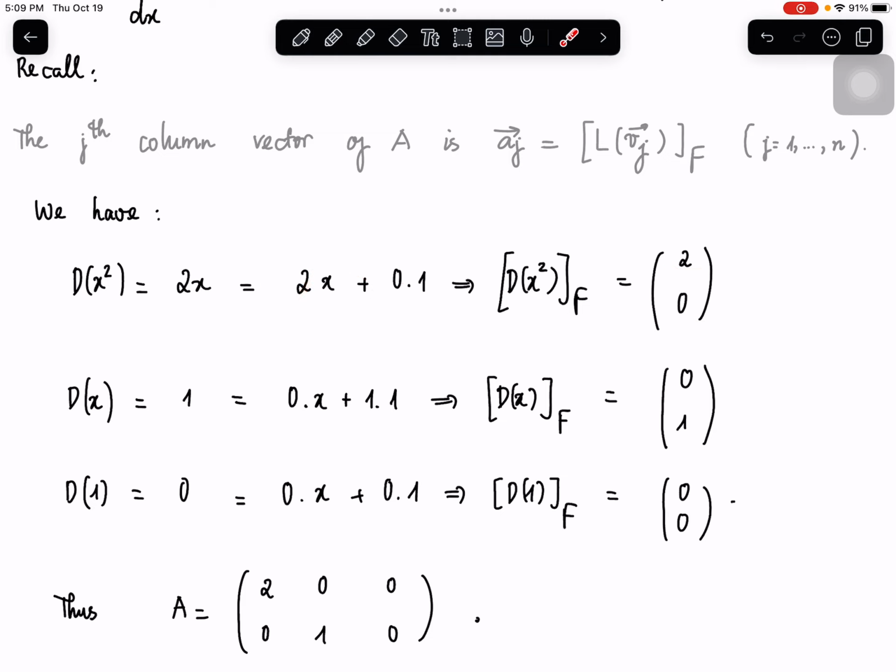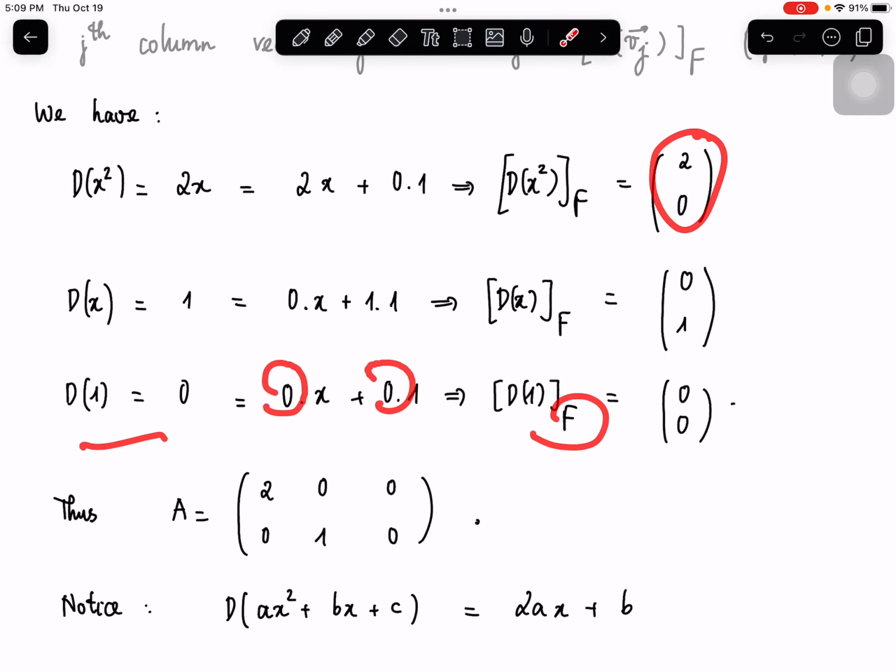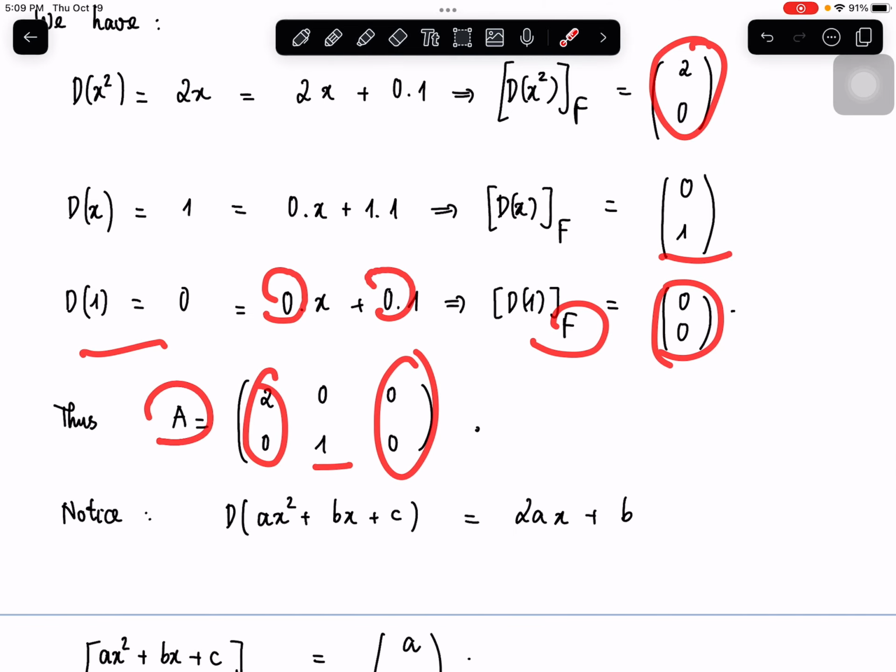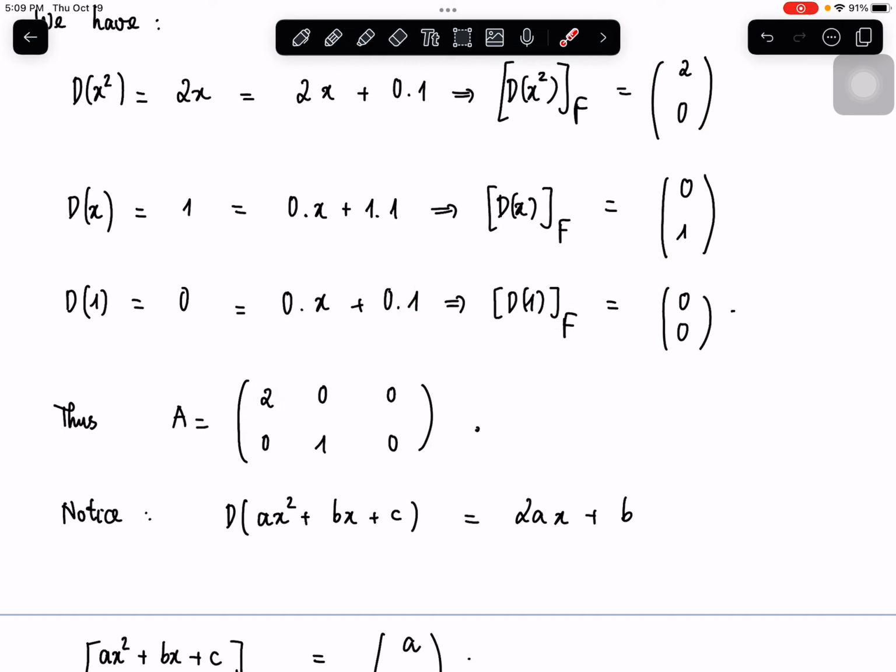Similarly, we compute the derivative of x, which is 1, and the coordinate of 1 with respect to F is (0, 1). Then we compute the derivative of the last vector in the basis E. The derivative of 1 is 0, and the coordinate of 0 with respect to F is (0, 0). Now we put the first coordinate vector in the first column, the second in the second column, and the last in the last column. We have the matrix A, the matrix representative of the linear map D.